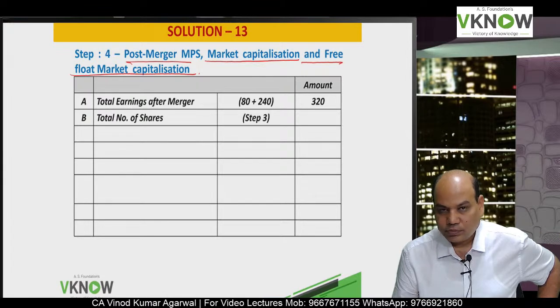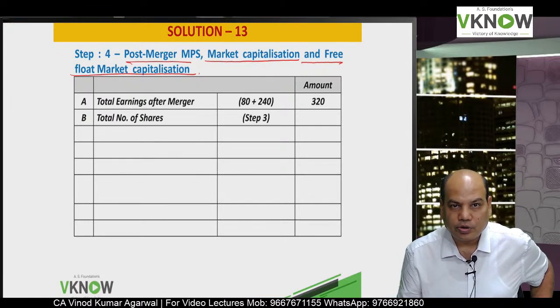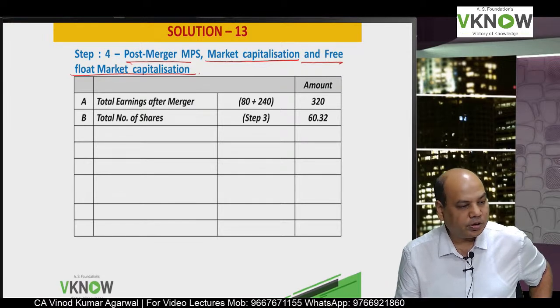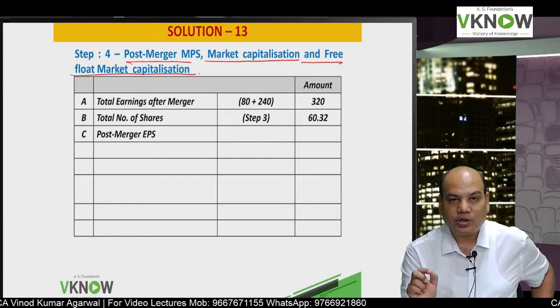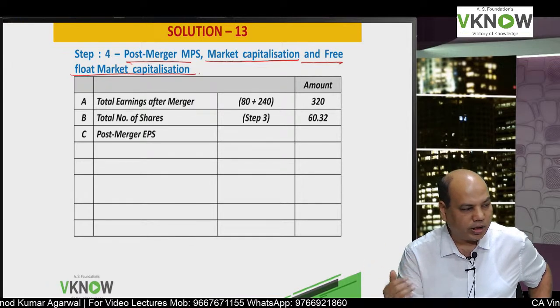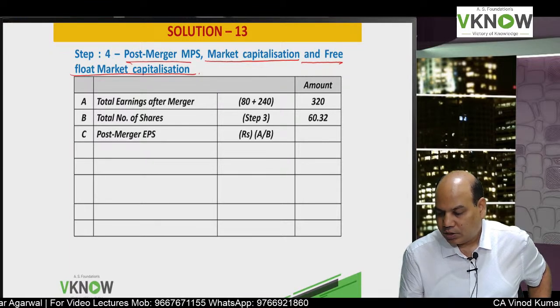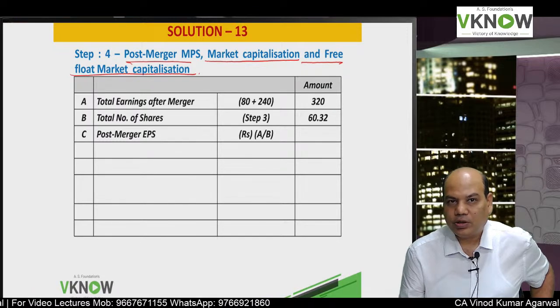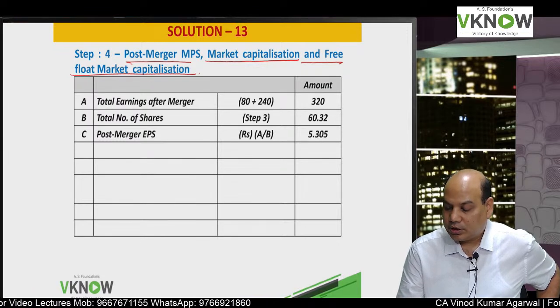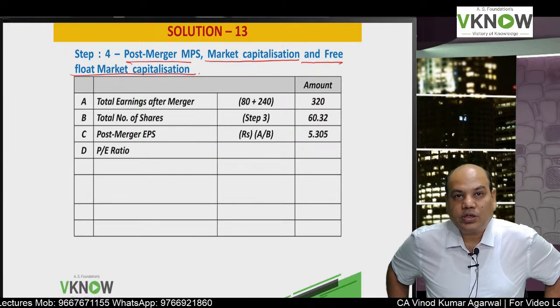Step 3: previous step, total number of shares, you have got it, 60.32. Is it there? So now the student will tell me what is the post-merger EPS. I am waiting for your answer. Post-merger EPS is A by B, in rupees. That comes to 5.305.